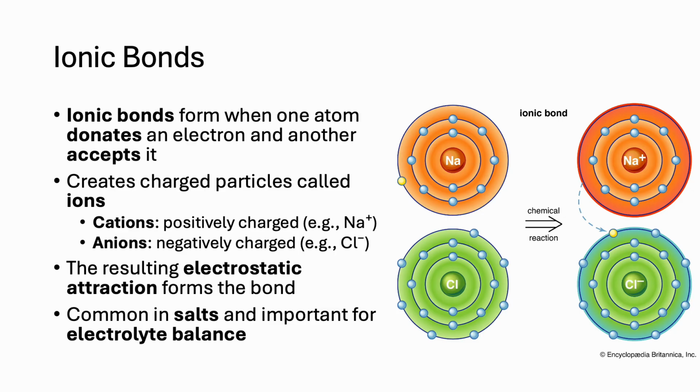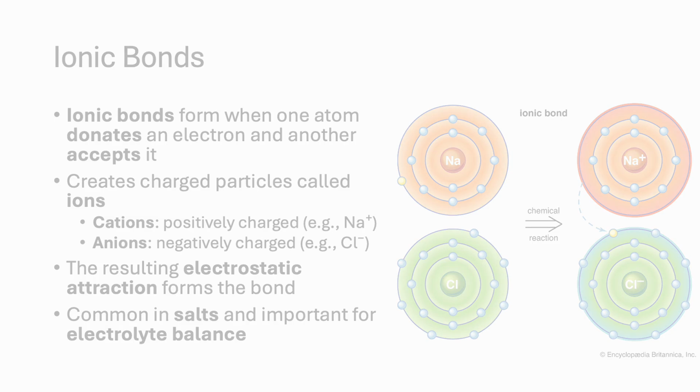Ionic compounds readily dissolve in water and are essential to maintaining proper nerve function, muscle contraction, and fluid balance. In physiology, the flow of ions like sodium, potassium, and calcium across the membrane is key for cellular communication and energy use.